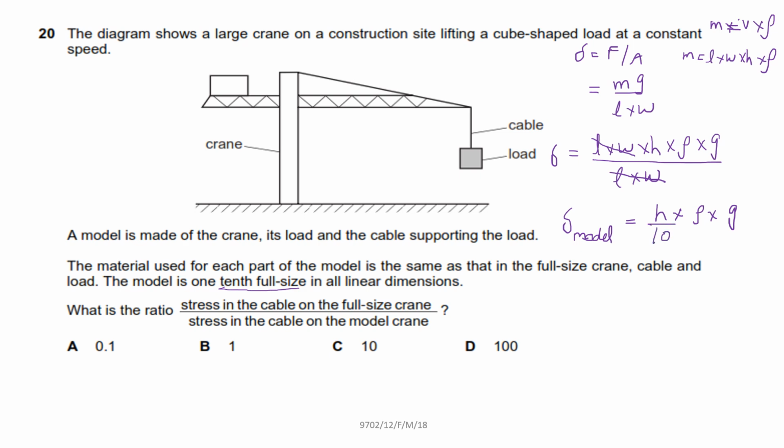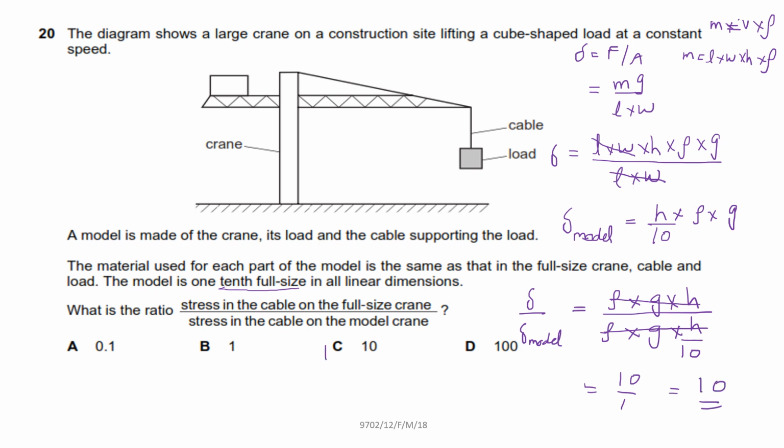So if we divide sigma by sigma model, it is rho into g into h divided by rho into g into h by 10. So these are cancelled with each other and we are left with 10 by 1. So 10 is your answer. Option C is correct. Thank you very much and good luck.